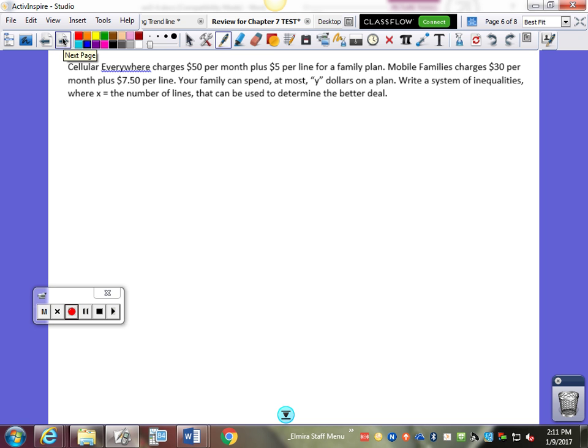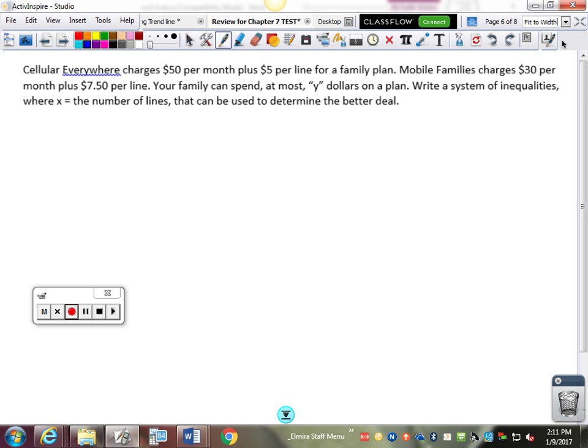All right, Cellular Everywhere charges $50 per month plus $5 per line for a family plan. Mobile Families charges $30 per month plus $7.50 per line. Your family can spend at most Y dollars on a plan. Write a system of inequalities where X equals the number of lines that can be used to determine the better deal. All right, I see per twice for each thing, and it kind of goes back to the Sunday problem.